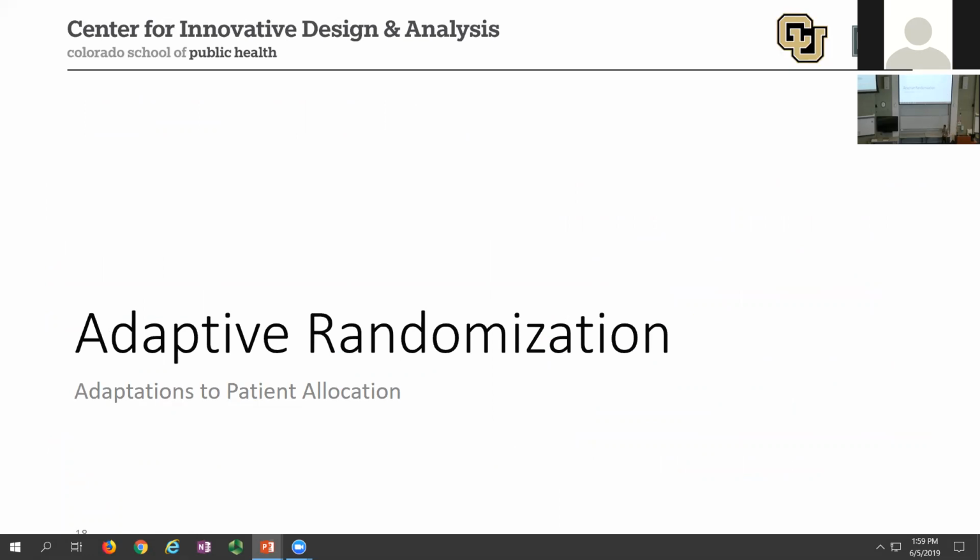So one of the final adaptive elements we're going to talk about is this idea of adaptive randomization, or adaptations to the patient allocation in the study. In a lot of traditional trials, we might assume a simple randomization structure of one-to-one allocation, or 50% to a control arm, 50% to an intervention arm, and we're hoping to maintain that throughout our trial. In these approaches, we're going to look at ways we can adapt that based on some different motivations.